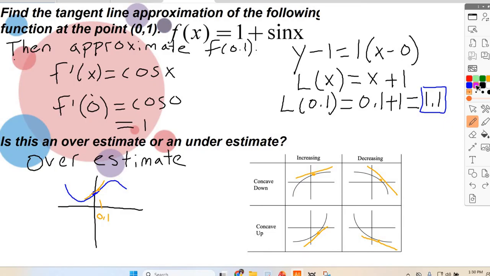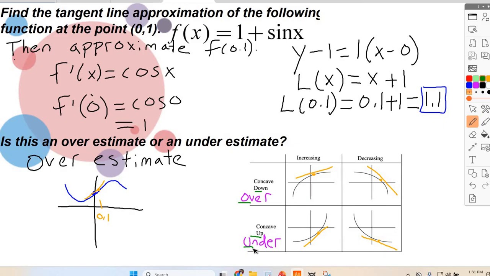So if we are concave down, we're going to be an overestimate. If we are concave up, we're going to be an underestimate. And if it helps, down and over both have an O, and up and under both have U. Which means that in all reality we really just have to be given the concavity of a function, and then we would know if my linear approximation was an over or underestimate.